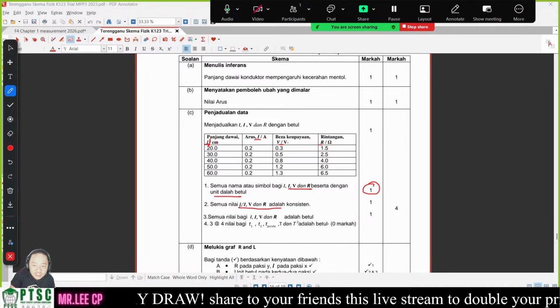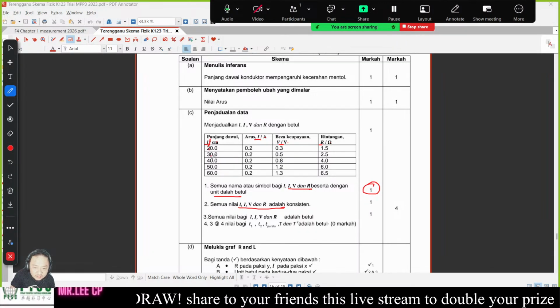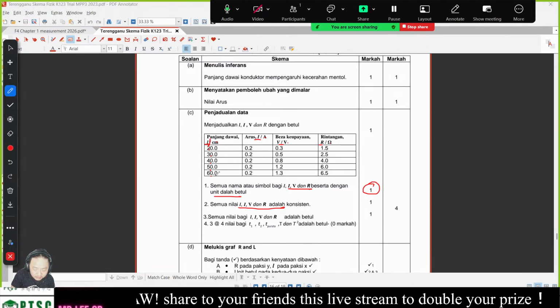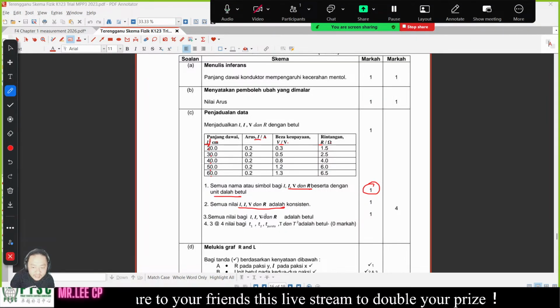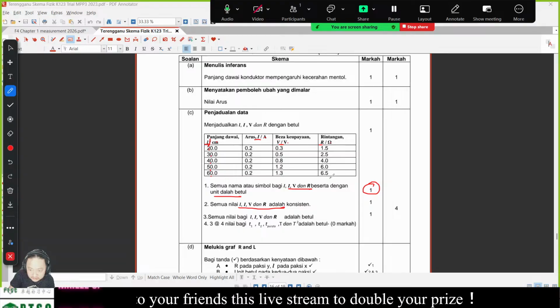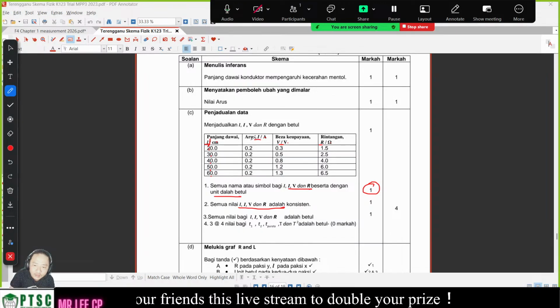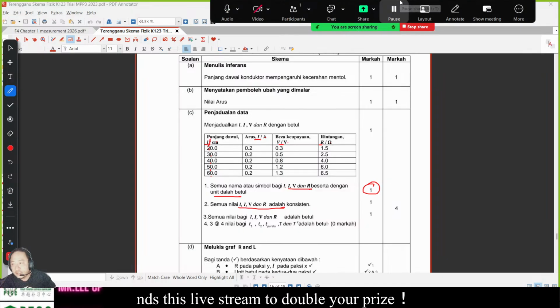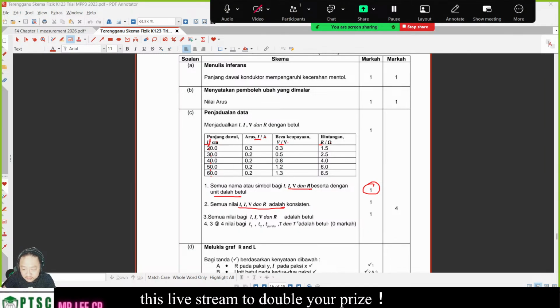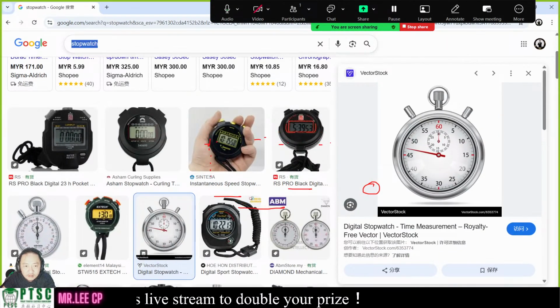And then nilai adalah consistent, 20, 30, 40, 50, consistent point. How many 0? 1 mark. And then this one consistent, 1 mark. Now, of course, you ask me, Cikgu, this one arus, how many decimal? This one voltmeter, how many decimal? Never mind, we go and find it. Voltmeter.